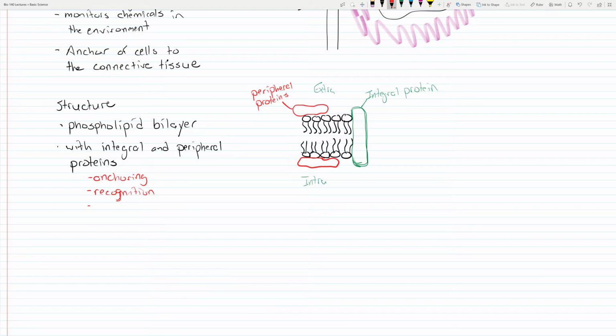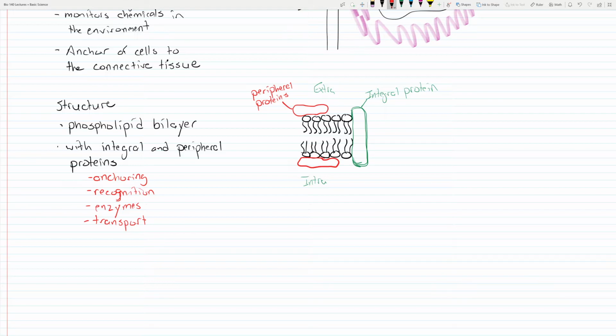Okay, the proteins can be enzymes, and they can be used for transport. Okay, typically, if you have an integral protein, I'm not going to say all the time, but typically, it is usually a transport protein. Okay, an integral protein, and it's usually got a channel inside of it, and it allows things to go in and out of the cell itself.